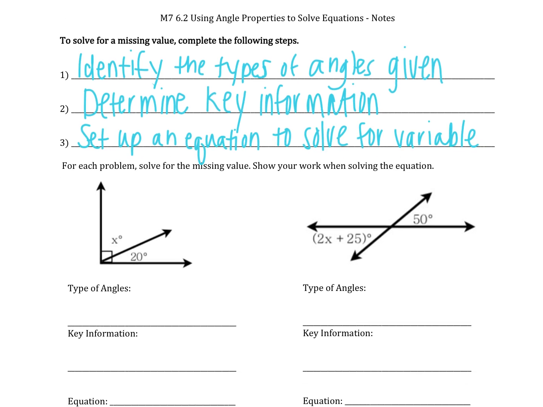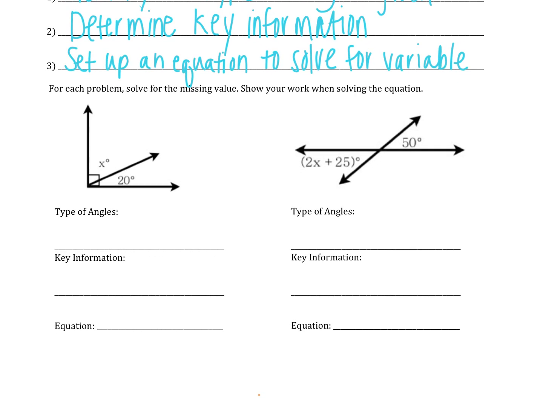Okay, so now we're going to do 2 examples. For each problem, we're going to solve for the missing value, and we're going to show our work when solving the equation. So with this first example, we're looking at 2 angles that are next to each other. They share this ray right here, and that means they're adjacent. But I also noticed this little box, which means it's a right angle. It's 90 degrees. So if these 2 angles together equal 90 degrees, they are also complementary. So because these are complementary, my key information is that the sum is 90 degrees.